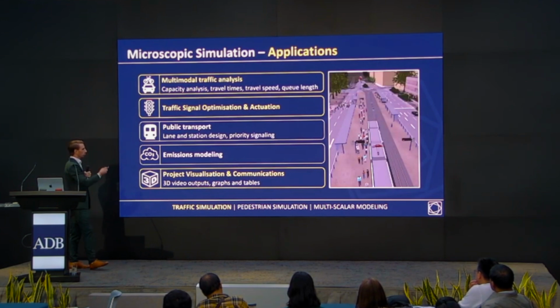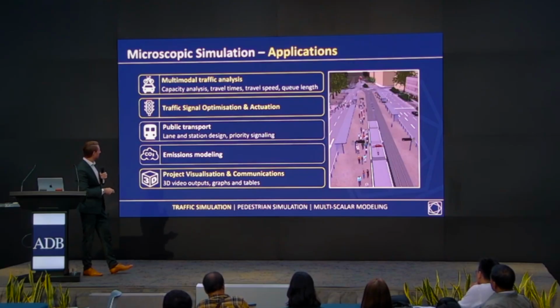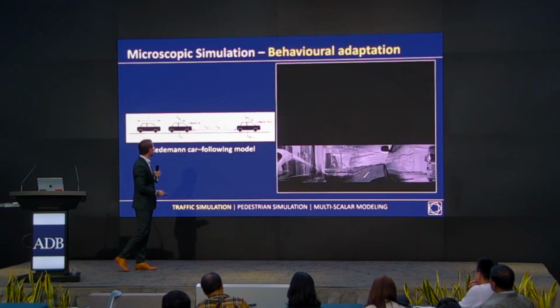And these tools have slightly different applications. Again, much more detailed, but you can do capacity analysis, but at a very localized and detailed or granular level. I'll give an example of traffic signal optimization and public transport, but you could also do emissions modeling, and you get these nice visual outputs.